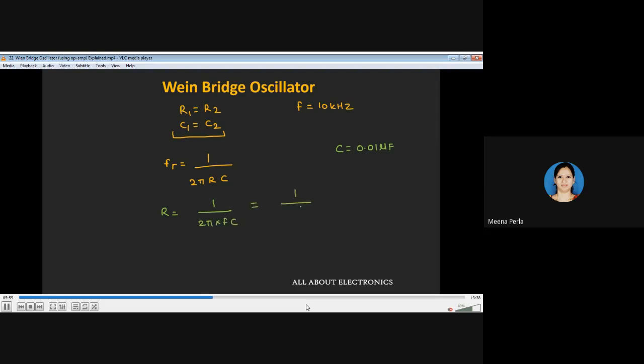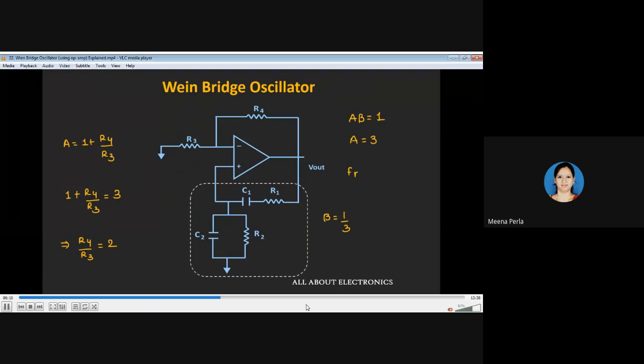So that means 1 divided by 2 pi times 10 to the power 4 into 0.01 microfarad, that is 10 to the power minus 8. If we calculate this, we get the value of R, which is equal to 1.59 kilo ohm. And in this design, the gain of this amplifier should be equal to 2.